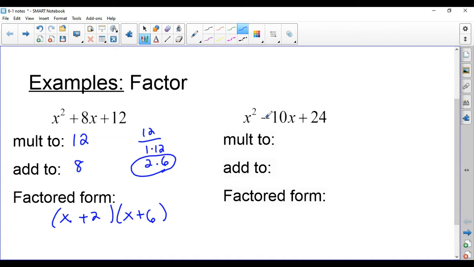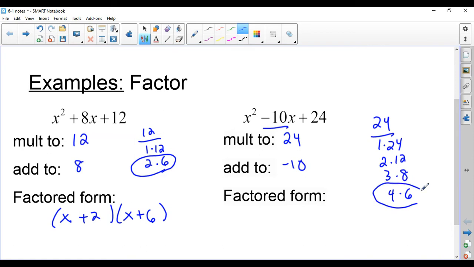In this example, x squared minus 10x plus 24, I want two numbers that multiply to 24 and add up to negative 10. Make sure that negative comes with the 10. Factors of 24: 1 times 24, 2 times 12, 3 times 8, and 4 times 6. 4 times 6 gives me 24. In order to add to negative 10, it has to be negative 4 and negative 6. And what happened in all of these examples, because we were multiplying to a positive number, we always had two positives or two negatives in our factored form.